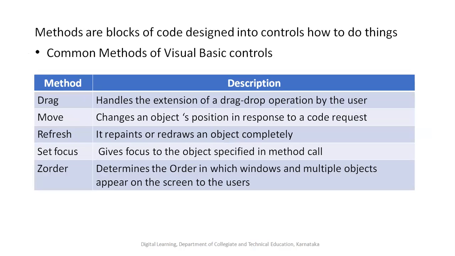And methods are blocks of code designed into controls, telling them how to do things. So some of the common methods of Visual Basic controls are drag, it handles the execution of a drag drop operation by the user. Move, changes an object's position in response to a code request. Refresh, it repaints or redraws an object completely. Set focus, gives focus to the object specified in the method call. Z order determines the order in which windows and multiple objects appear on the screen to the users.